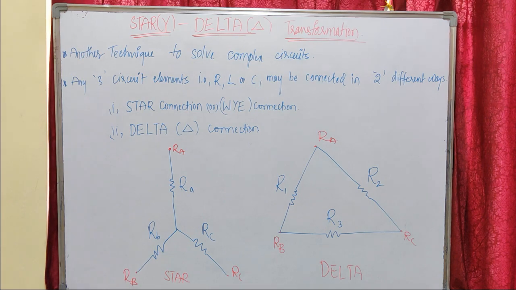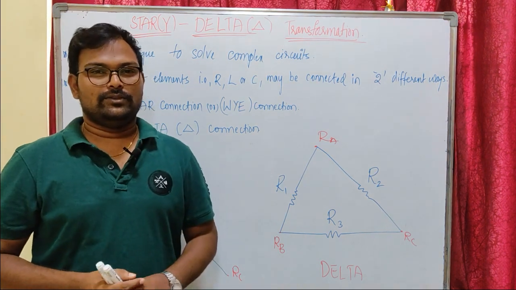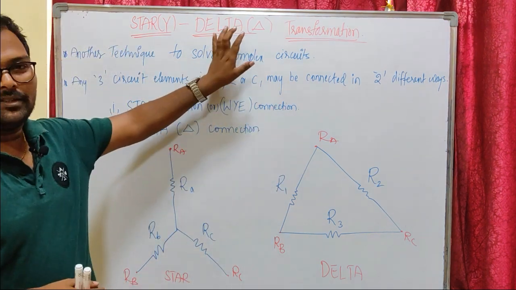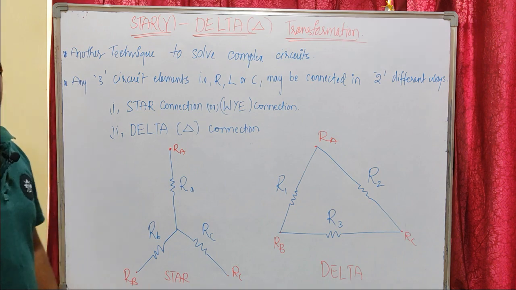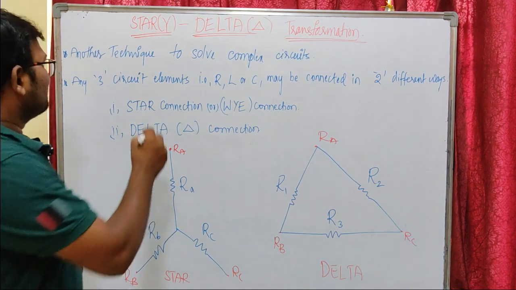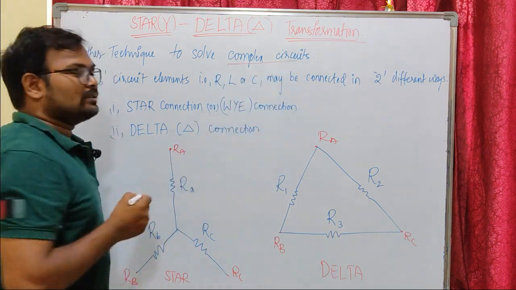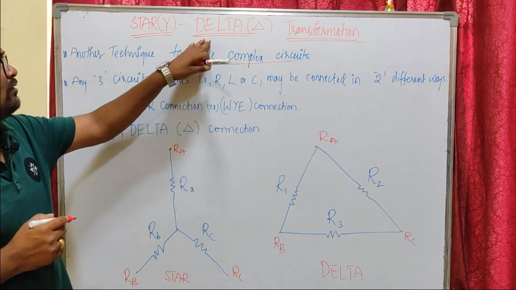Hello students, now let us try to understand one more important technique to solve our electric circuits. The technique is star delta transformation. This is another technique to solve a network. Let us try to understand it. Here the first point is that this is another technique to solve our complex circuits. A complex circuit can be solved using one of these techniques.